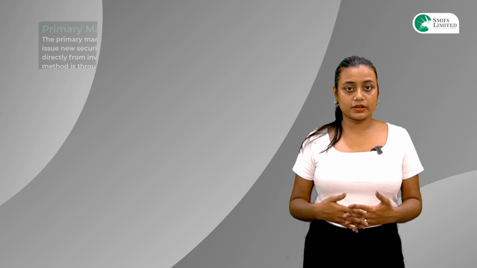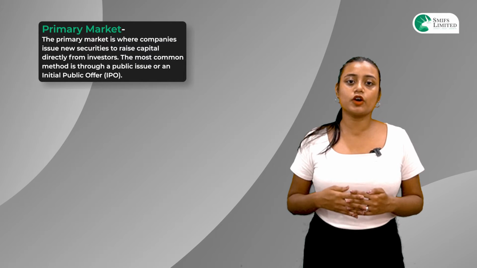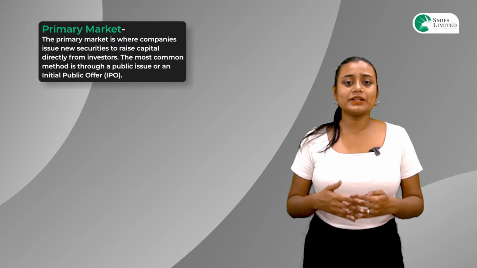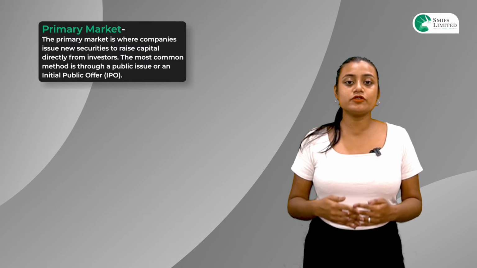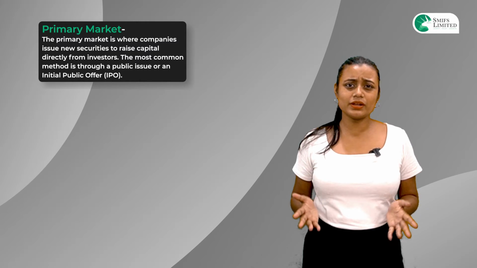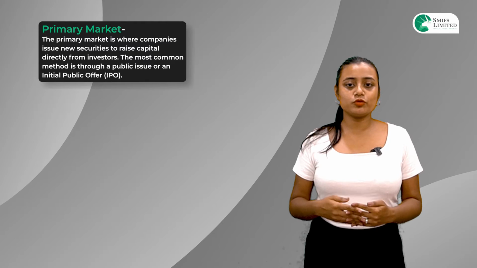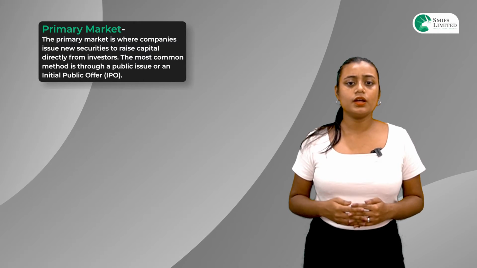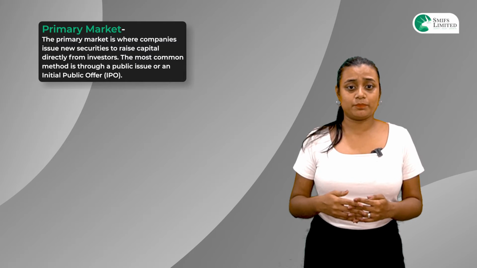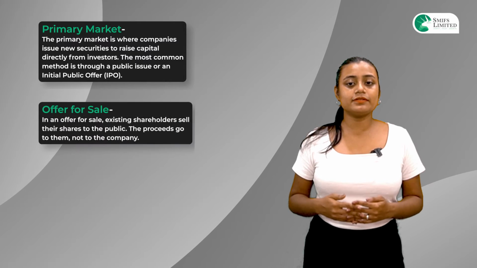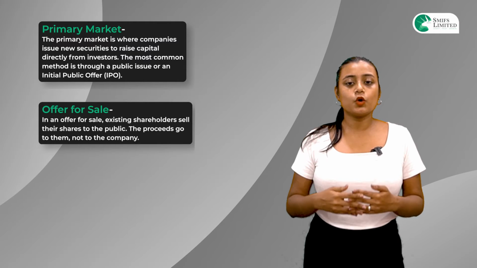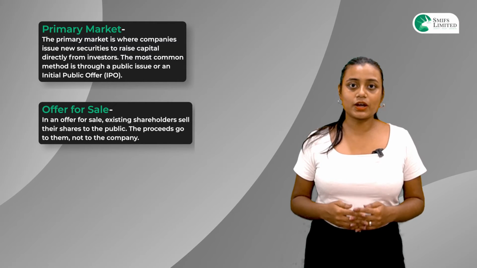The primary market is where companies issue new securities to raise capital directly from investors. The most common method is through a public issue or an initial public offer, widely known as IPO. In a fresh issue of shares, the company creates new shares and offers them to the public. The money raised goes to the company. In an offer for sale, existing shareholders sell their shares to the public. The proceeds go to them and not to the company.